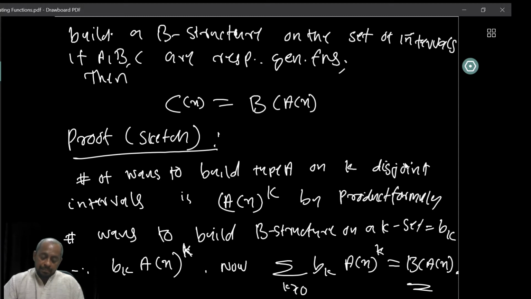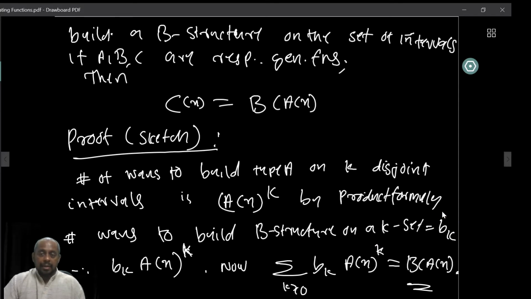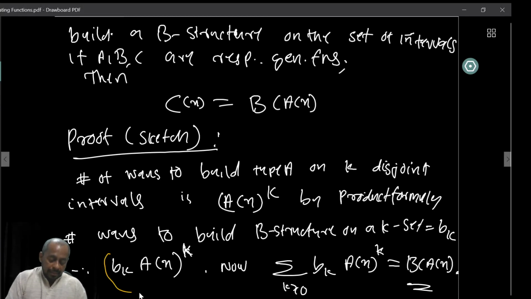Now, once you do that, you get these objects. Take these objects as elements, and then you build a B structure on the k element set. Now, for this k element set, you have bk. That is the definition of bk. So, given a k element set, the number of B structures you can make is exactly bk. And these are independent, so therefore I can multiply. So, bk into A of x raised to k.